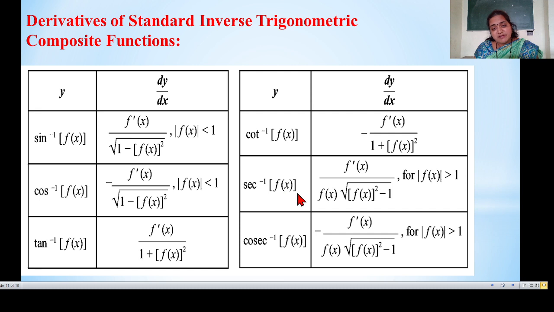Now sec inverse of f of x. So f dash of x divided by f of x multiplied by square root of f of x square minus 1, for f of x greater than 1. And cosec inverse of f of x, the derivative is minus f dash of x divided by f of x multiplied by square root of f of x square minus 1, for mod of f of x greater than 1. So these are the derivatives of standard inverse trigonometric composite functions.